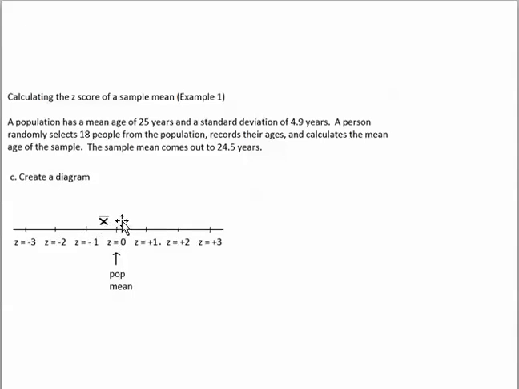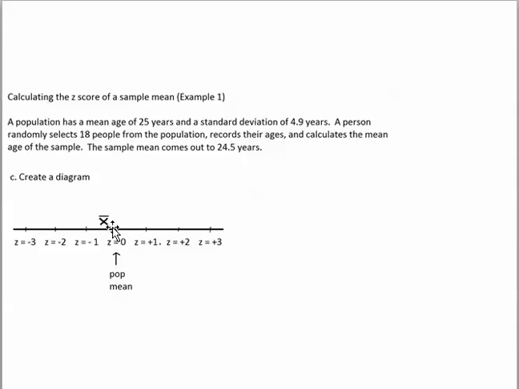So this is the sample mean, which is 24.5. I just wrote an x bar for the sample mean. The z-score of 0 right here is the population mean of 25. And this is just showing us that this sample mean is a little bit below the population mean. It's not far enough below the population mean to be at the z-score of -1, but it's far enough below the population mean to be about halfway to -1.